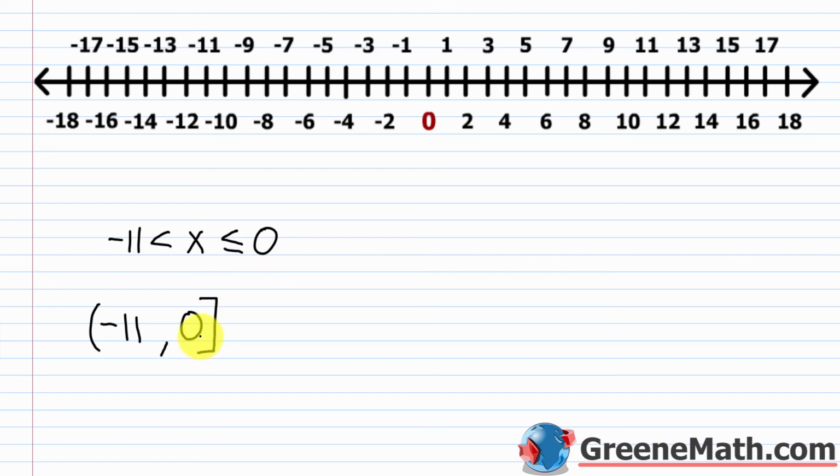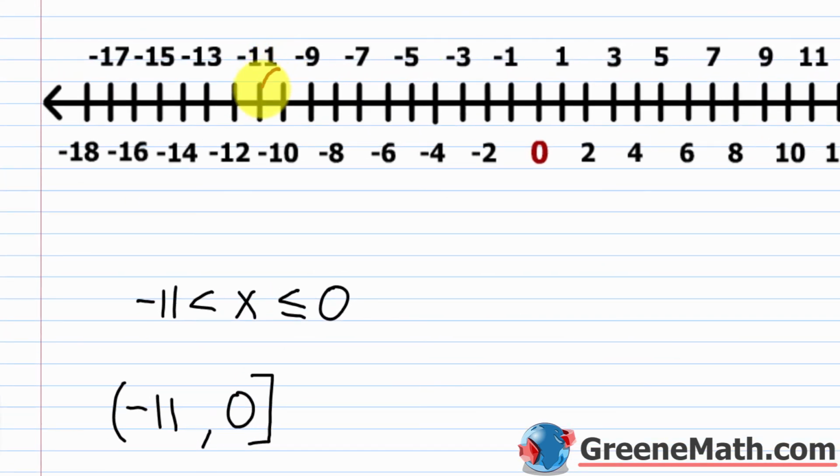So that's my interval notation, and then graphically, I'm going to find negative 11, and I'm going to put a parenthesis there. I'm going to find 0, and I'm going to put a bracket there. And then my solution region would be anything in between. Now 0 is included, remember, because I have a bracket. So it could be 0 or anything less up to but not including negative 11.